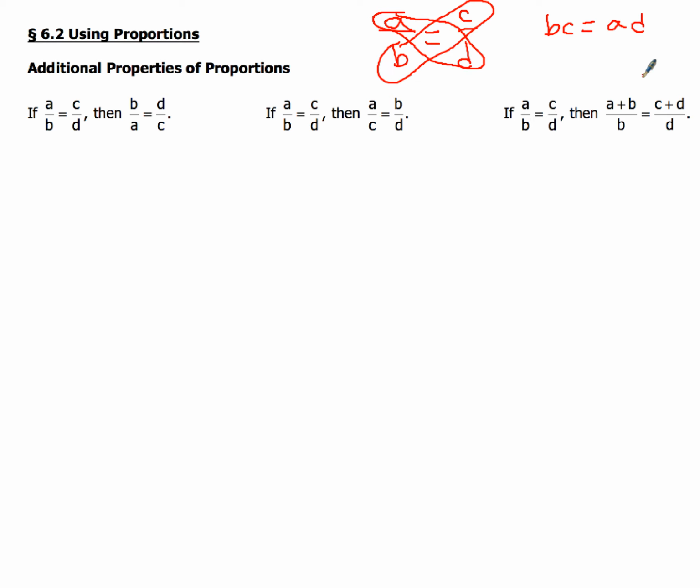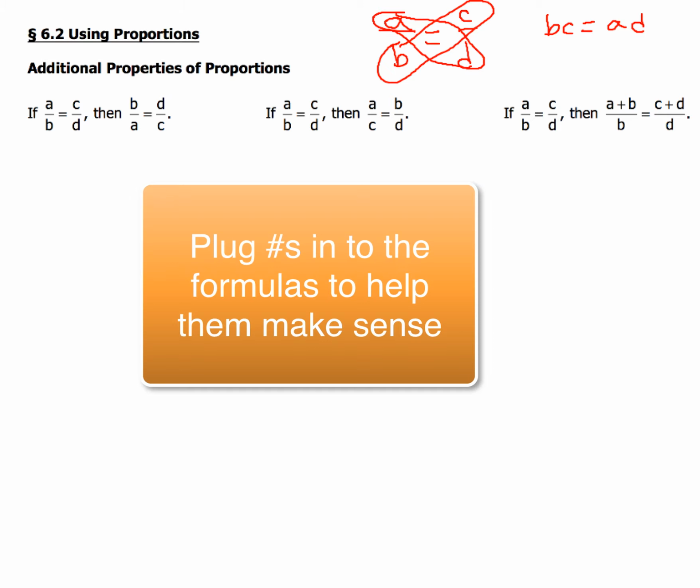Now here are three additional properties of proportion. That's right, not one, not two, but three. If you look at them, you're like, oh my gosh, there are all these letters and I have no idea what's going on. One of the things you can do sometimes when you've got formulas is plug some numbers in there and play around with it until the formula makes sense for you. After a while, that'll help you get it memorized.